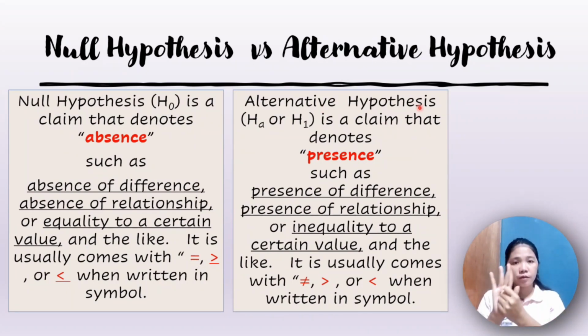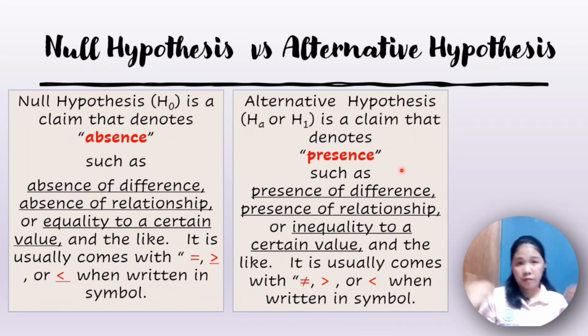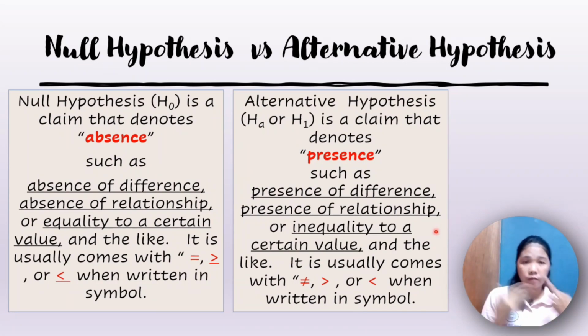While alternative hypothesis is a claim that denotes presence, such as presence of difference, presence of relationship, or inequality in a certain value, and the like. It usually comes with equals, not equal to, greater than, or less than when written in symbol.